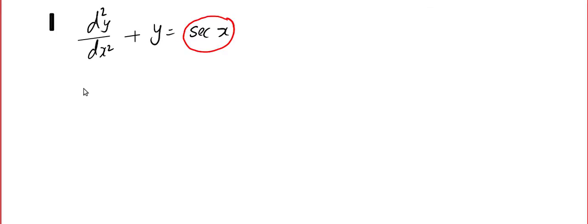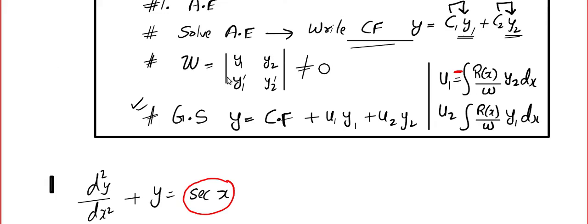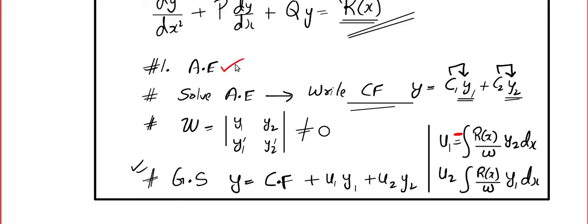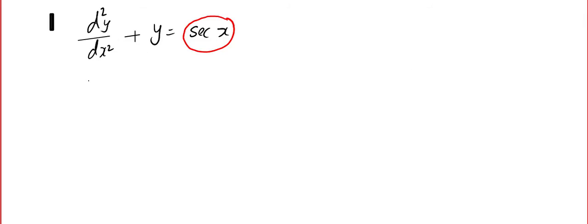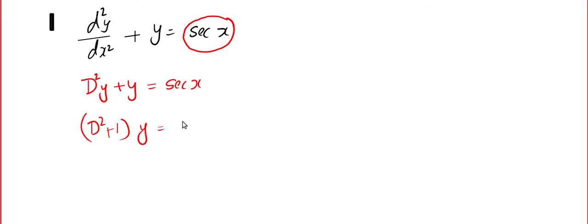Okay, so I'll stick to our steps. What is step number 1? Auxiliary equation. Solve the auxiliary equation, write the CF, find y1 and y2. I will do up to this. We will write this in capital D. So this is D squared y plus y is equal to sec x, that is D squared plus 1 of y, or D square plus 1 of y equal to sec x.